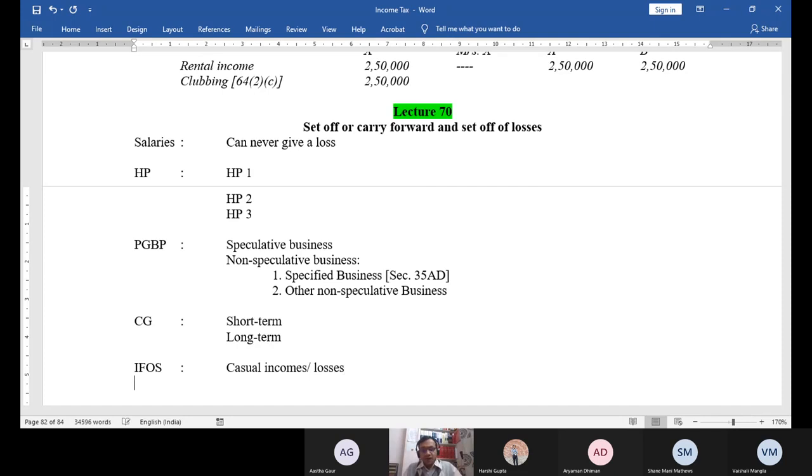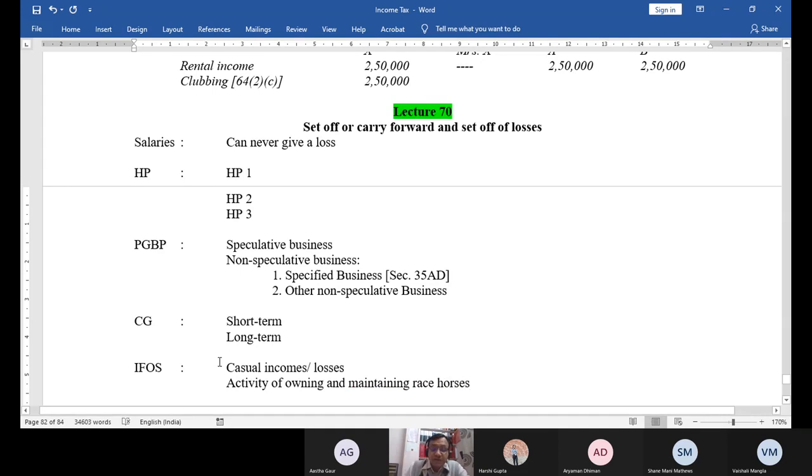These are casual. Other than this, one is the activity of owning and maintaining race horses. If simply the word race horse is written, for example, that is casual.